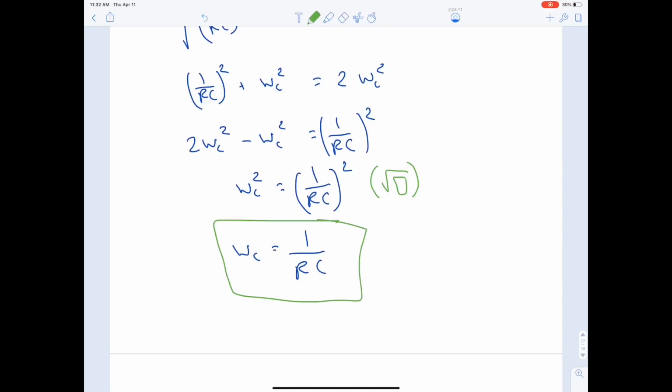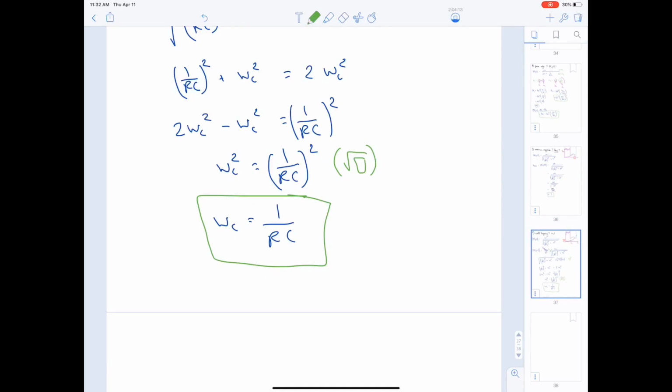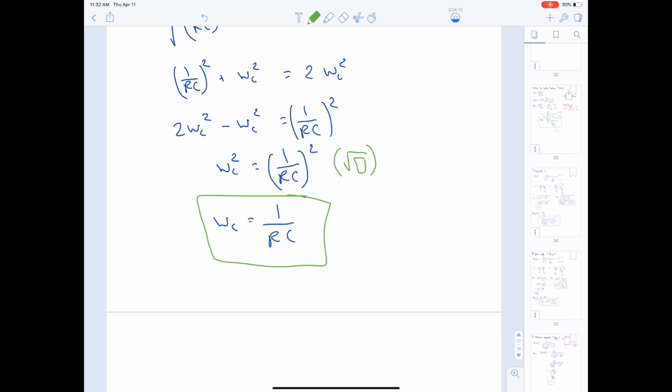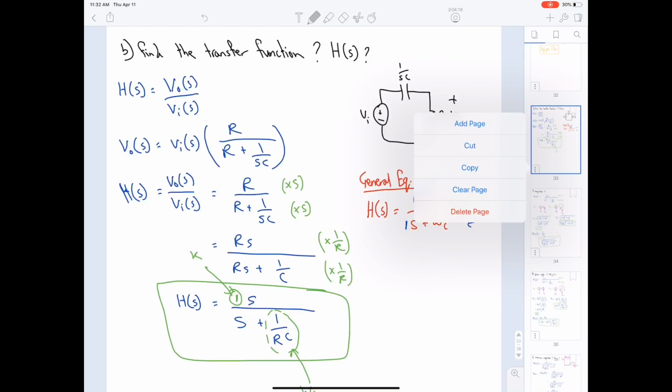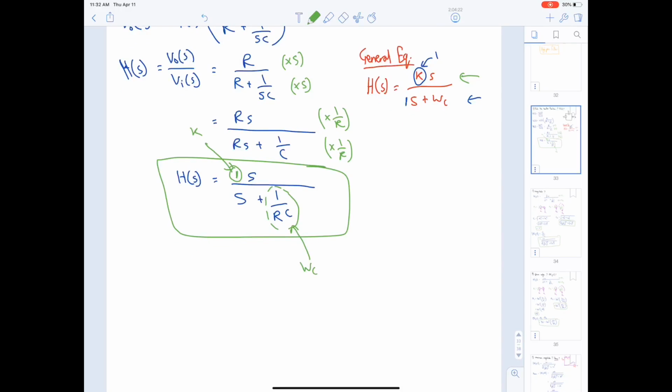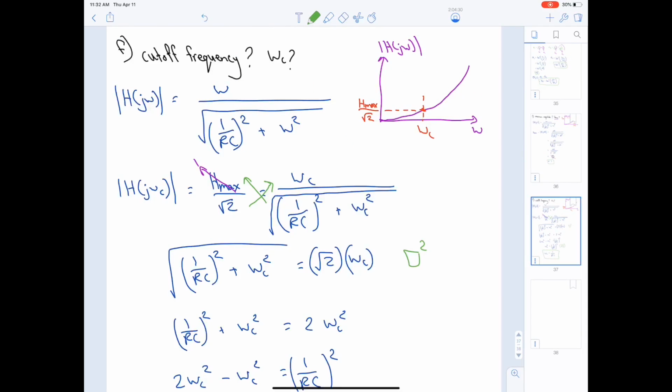Why is it correct? First of all, it's an RC circuit, and if it's an RC circuit, then omega c is 1 over RC, and when we found the transfer function, omega c was 1 over RC. I hope you understood everything.